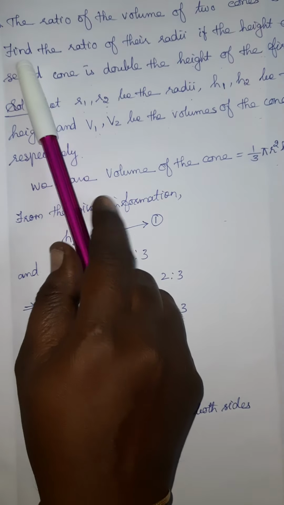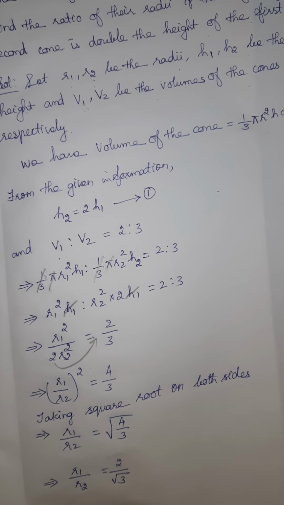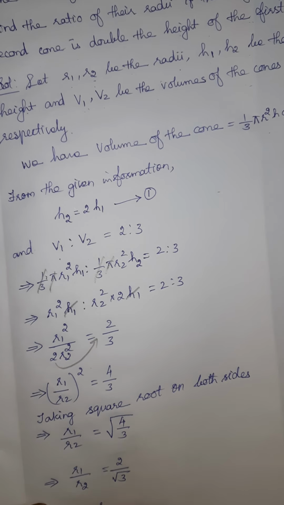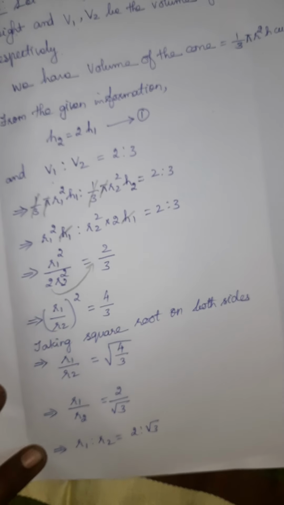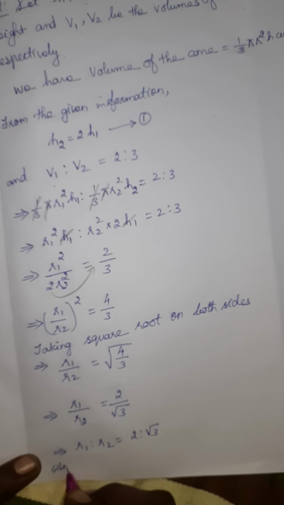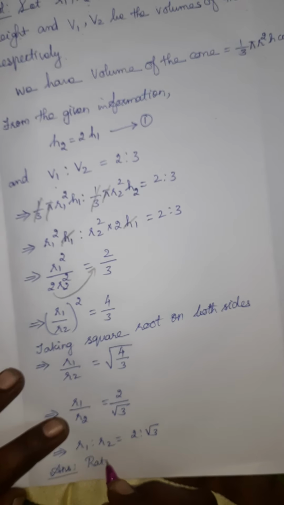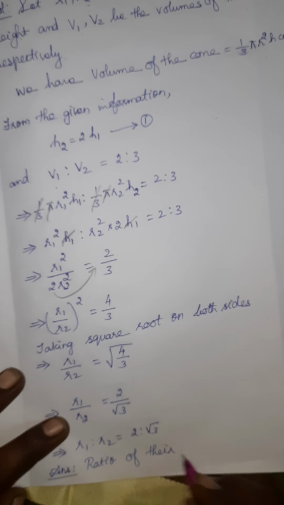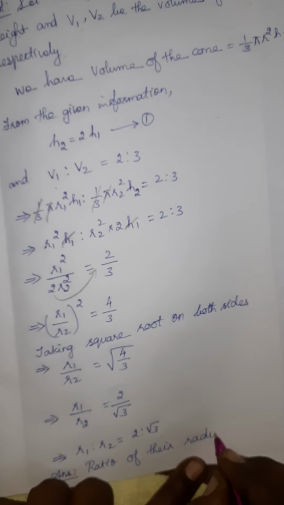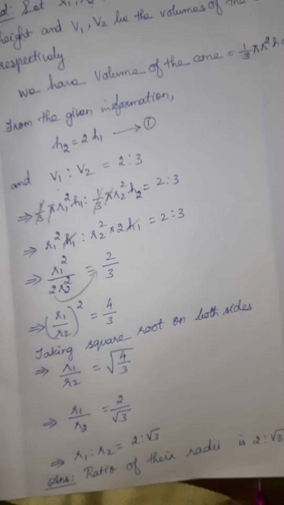But in our question they ask to find the ratio. So we can write this answer in the ratio form. R1 is to R2 is equal to 2 is to root 3. Okay, so we got the answer. We can write the ratio of the radii is 2 is to root 3. Are you all clear?